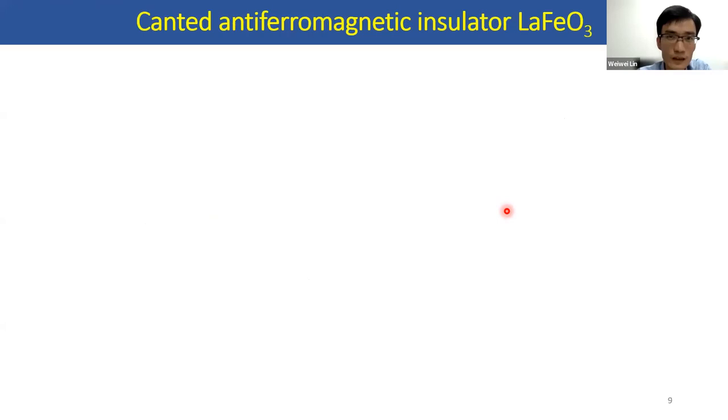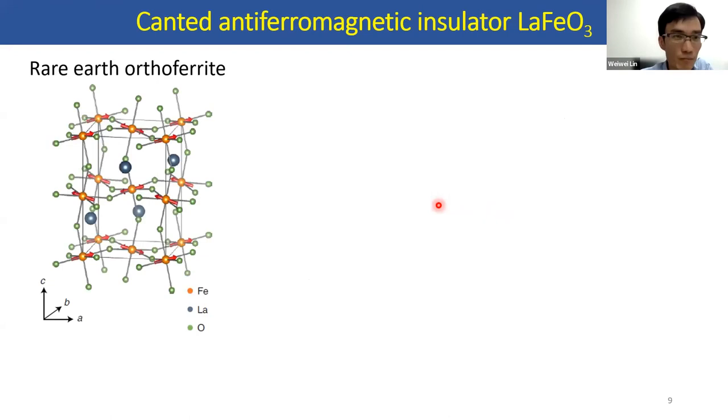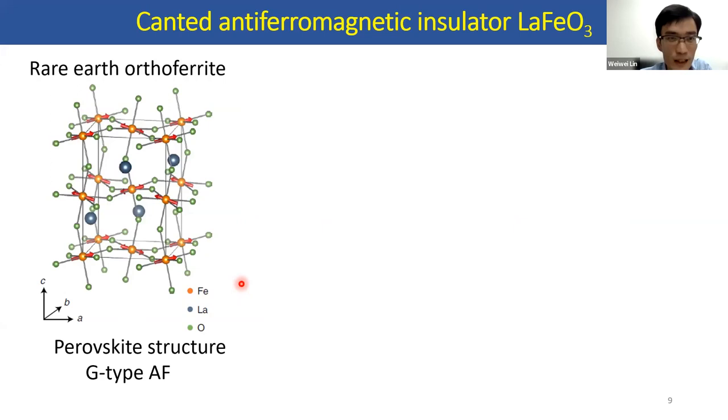From the textbook, we know there is a family of antiferromagnetic insulators called the rare earth orthoferrites. Here is one of the materials, lanthanum ferrite. It has a perovskite structure. It is a G-type antiferromagnet, and the Néel temperature is high, about 760 Kelvin. The spin is very close to the a-axis.